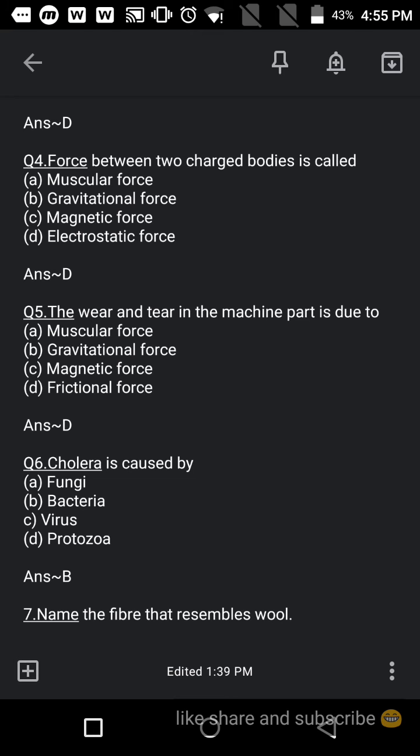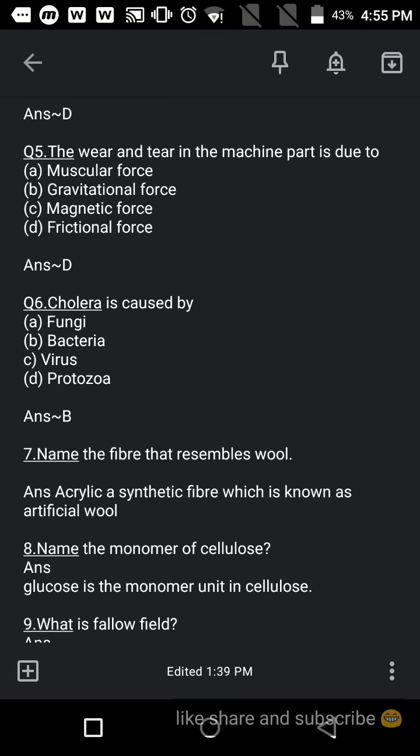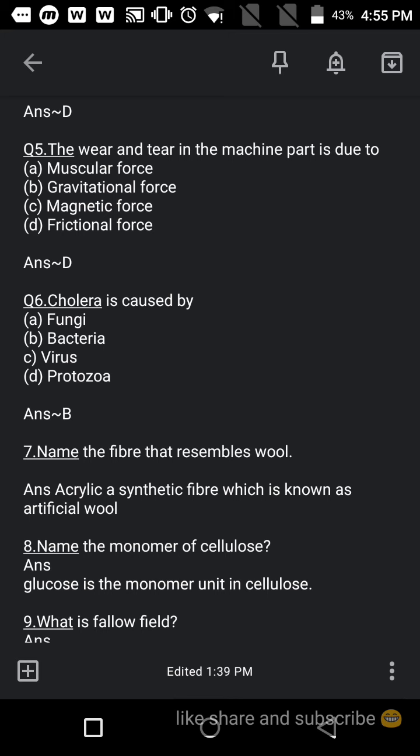Frictional force. 6. Cholera is caused by A. Fungi, B. Bacteria, C. Virus, D. Protozoa. The correct answer here is B. Bacteria. Well, the name of the bacteria is Vibrio cholerae.